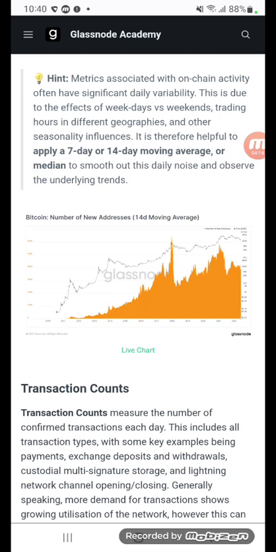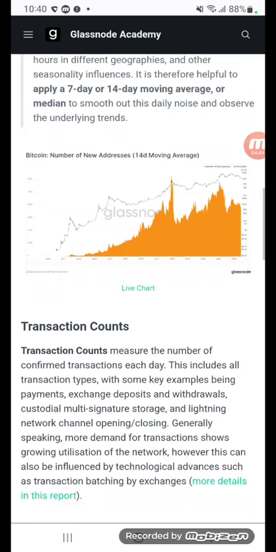Hint: metrics associated with on-chain activity often have significant daily variability. This is due to the effects of weekdays and weekends, trading hours in different geographies, and other seasonal influences. It is therefore helpful to apply a 7-day or 14-day moving average or median to smooth out daily noise and observe the underlying trends.